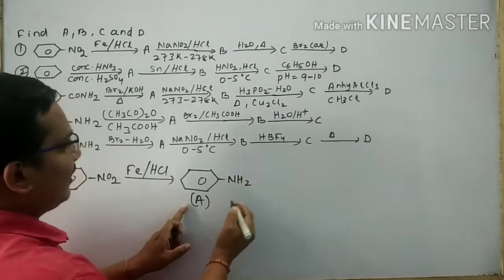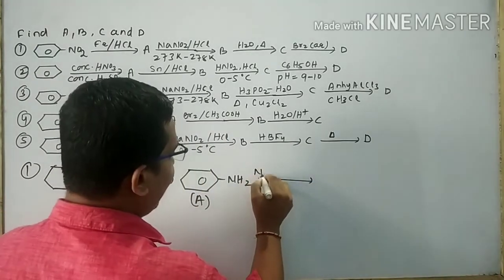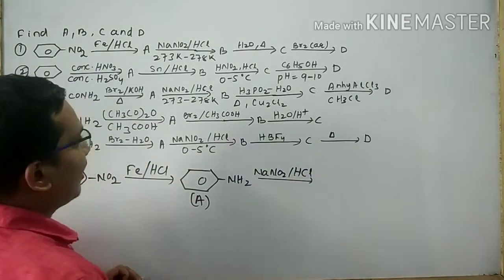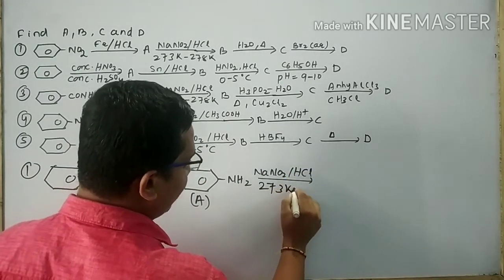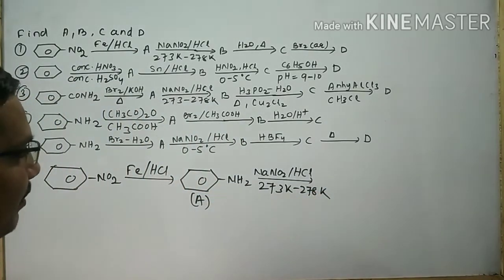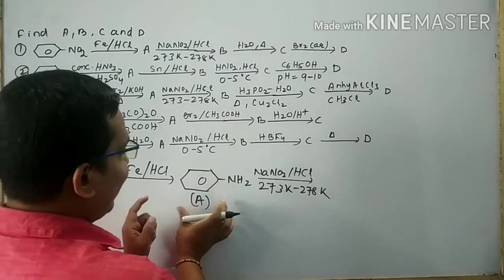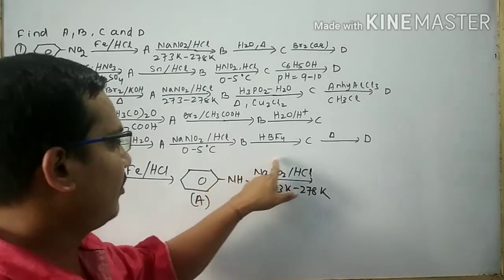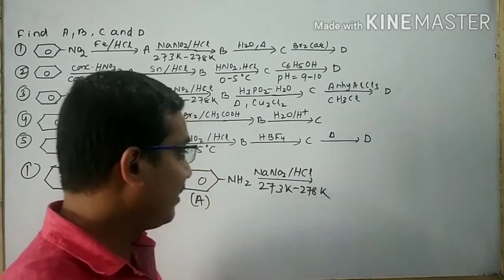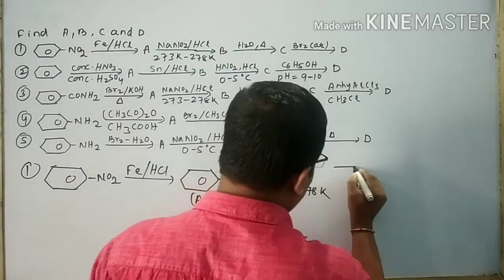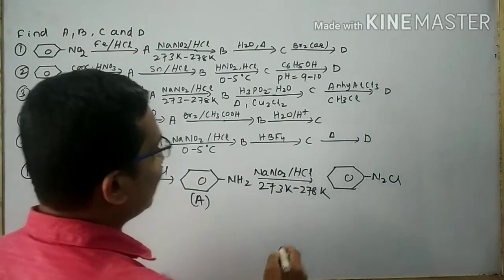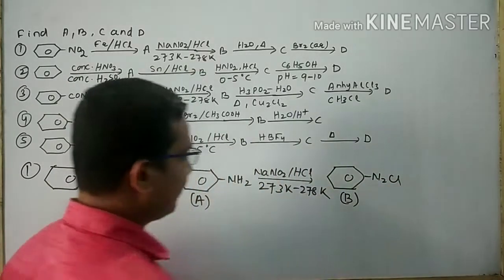Next, aniline is treated with NaNO2 in the presence of HCl. The temperature is 273 Kelvin to 278 Kelvin. This is the preparation of BDC. When aniline is subjected to reaction with NaNO2 in the presence of HCl at 273 Kelvin to 278 Kelvin temperature, then we know that BDC is formed. This is your BDC and it is considered as the product B.